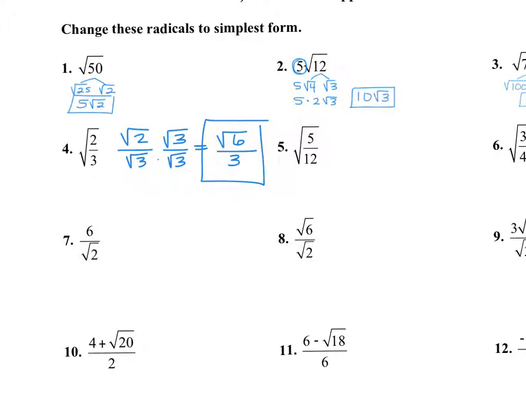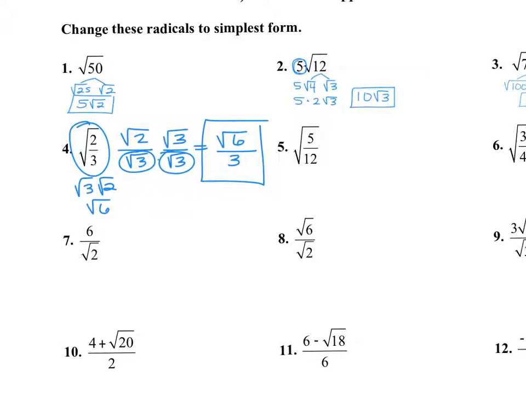Did you multiply that by rad 2 over rad 2? No, because if you multiplied by rad 2 over rad 2, and we multiply rad 3 by rad 2, we get rad 6, which is still a radical in the denominator. We're trying to get the radical out of there. So you multiply by itself, rad 3 times rad 3 is 3. Does that make sense?